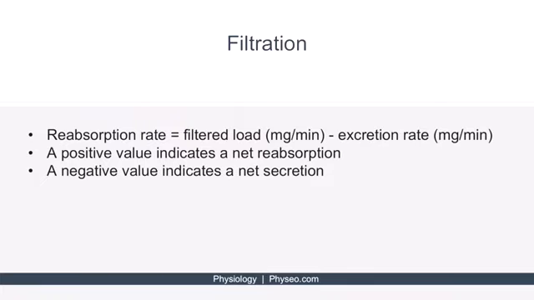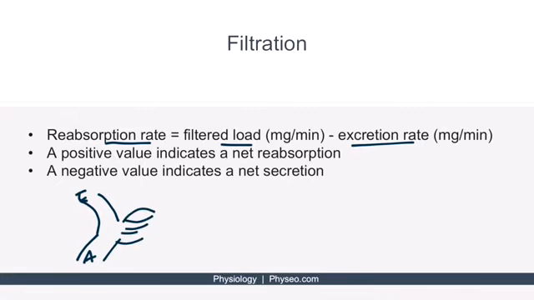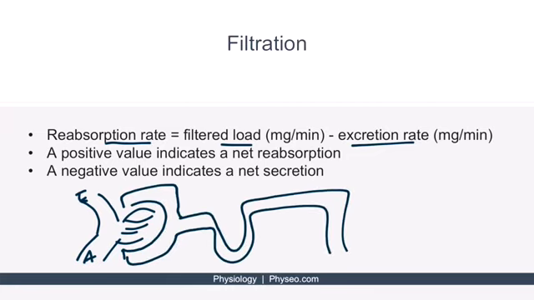If we rearrange the previous equation, we can derive that reabsorption rate equals the filtered load minus the excretion rate. Again, here's the afferent and the efferent arterioles. This is the glomerulus, this is Bowman's space, and the remaining portions of the nephron. This represents filtered load, this is reabsorption, this is secretion, and this is excretion. Reabsorption rate is calculated by measuring the filtered load and then simply accounting for what is lost in the urine.